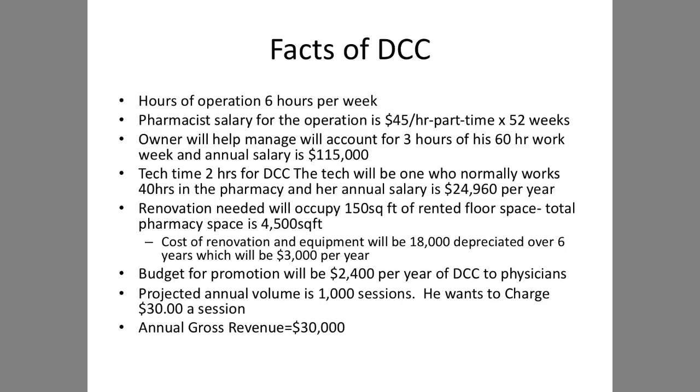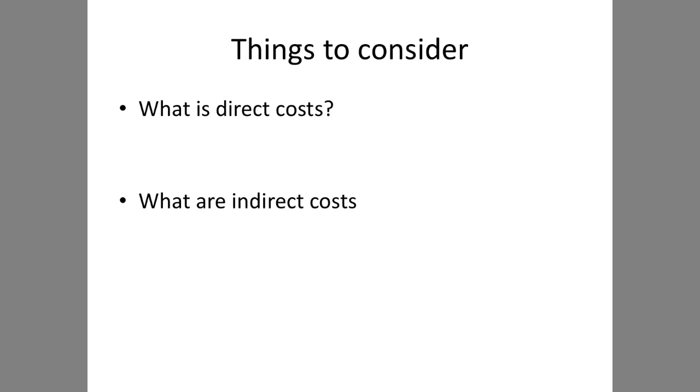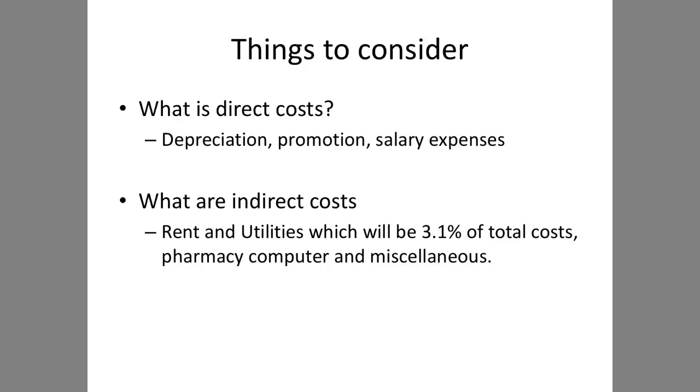So if he charges $30 a session, he's going to have 1,000 sessions. We know our total sales for that year is going to be $30,000. So the question is, what are the direct costs that we have to calculate to truly know the cost to deliver the service, and what are the indirect costs? Some direct costs are depreciation, promotion, and salary expenses. Some indirect costs are rent and utilities, which will be about 3.1% of the total costs.